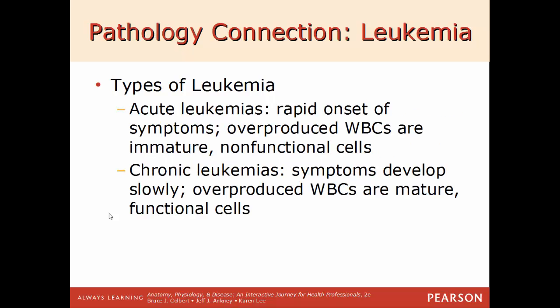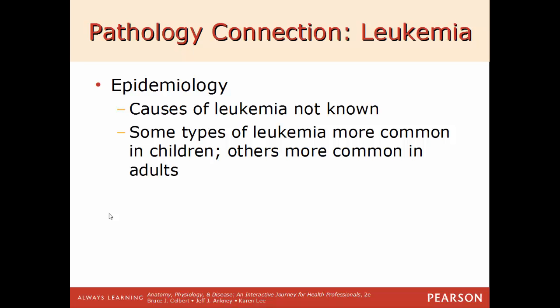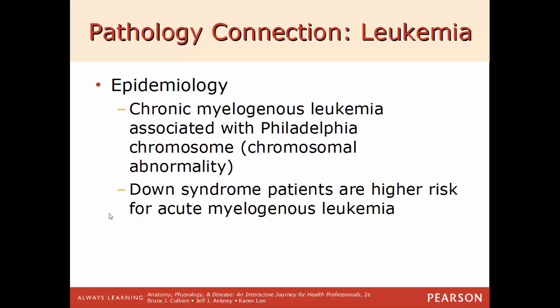The acute leukemias, acute always means a rapid onset of symptoms. So here you have overproduced white blood cells that are immature and non-functional. For the chronic leukemias, symptoms develop slowly over time, and you're overproducing white blood cells, but they are mature and functional, but you still are producing much more than is necessary. The causes of leukemia are not known exactly. Some types of leukemia are more common in children, and some are more common in adults. Chronic myelogenous leukemia is associated with the Philadelphia chromosome, which is a chromosomal abnormality. Patients with Down syndrome are at a higher risk for developing acute myelogenous leukemia.